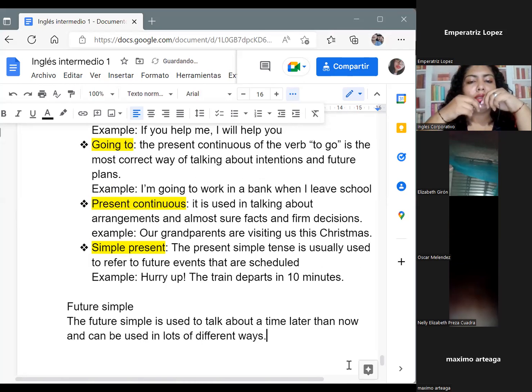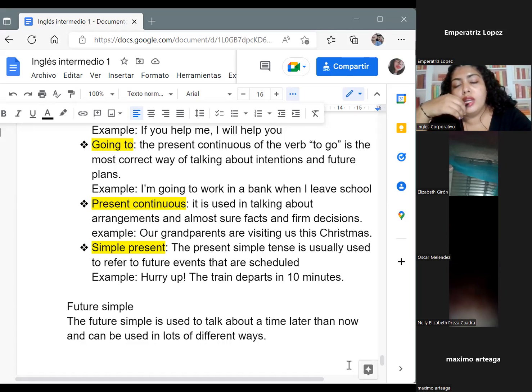In this case, we have here that the future simple is used to talk about a time later than now. So it is sometime in the future, but we are not just talking about a very, very long time in the future, but something that is going to happen in that way too. So when we are talking about sometime later than now, we are going to use this future structure.